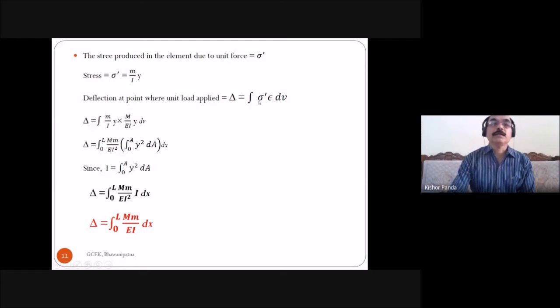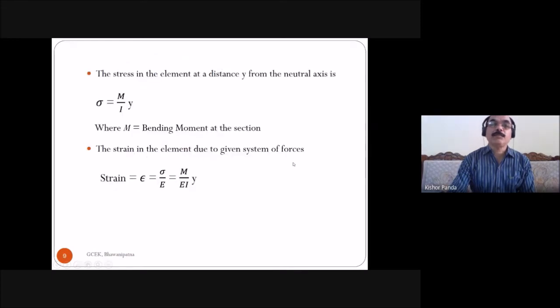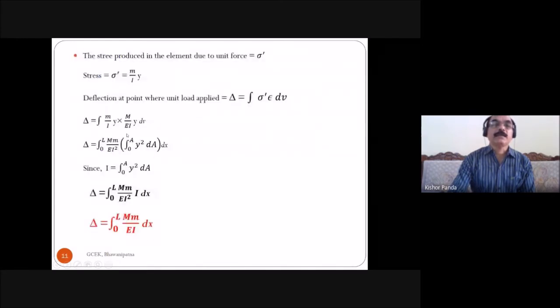So here you put the sigma dash in this equation. And you know what the strain is also. The strain you have to take from the external load system. The strain in the element due to the given system of forces, epsilon, is equal to stress by modulus of elasticity, which is capital M by EI into y. So this is the strain. Here you put the sigma dash and strain epsilon.